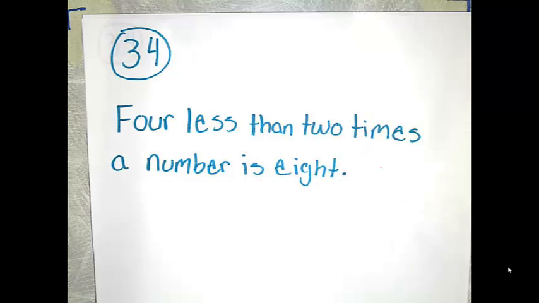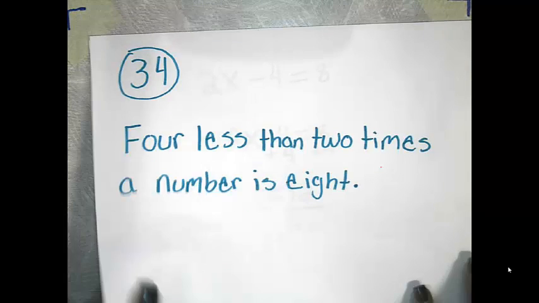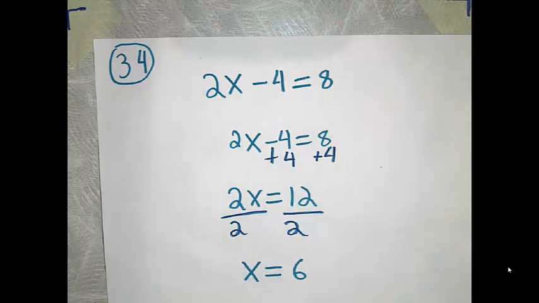Problem number 34. 4 less than 2 times the number is 8. And first you have to turn it into an algebraic expression which equals 2x minus 4 equals 8. First, we add 4 on both sides, which equals 2x equals 12. And then we divide by 2 on both sides, and you get x equals 6.